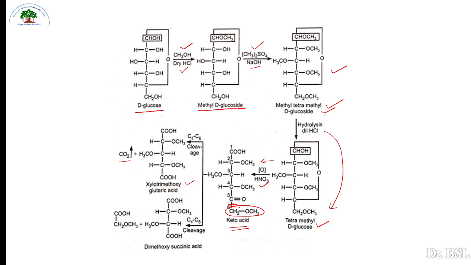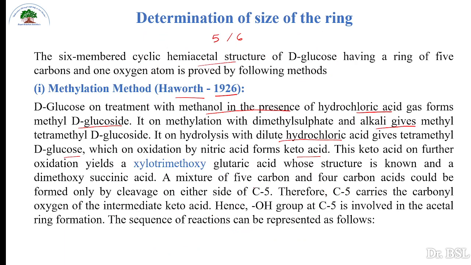And if the bond is cleaved between the carbon C4 and C5, then we get dimethoxysuccinic acid as a main product. So a mixture of 5 carbon and 4 carbon acid is formed by cleavage on either side of C5. Therefore, C5 carries the carbonyl oxygen of the intermediate keto acid. Hence, the OH group at C5 is involved in the acetal ring formation.